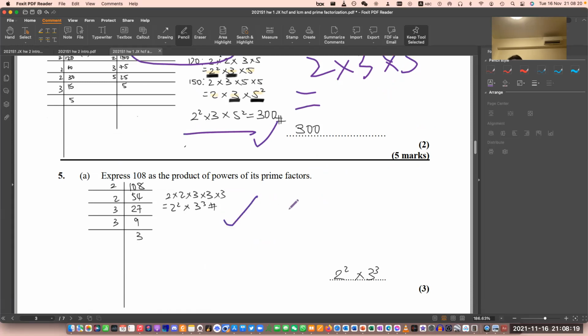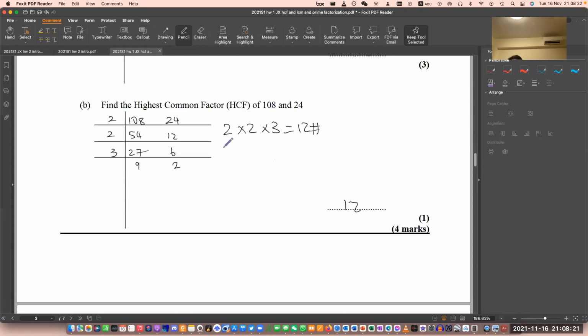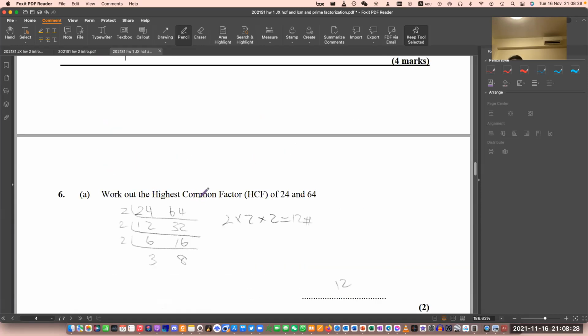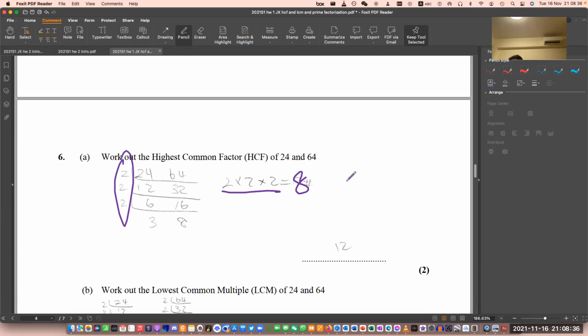This is another practice. For HCF, very simple, just do this. Work out the highest common factor. Just do this. This one should be 8, right? How can it be 12? 2 to the power of 3 is 8, not 12. So 12 is wrong.